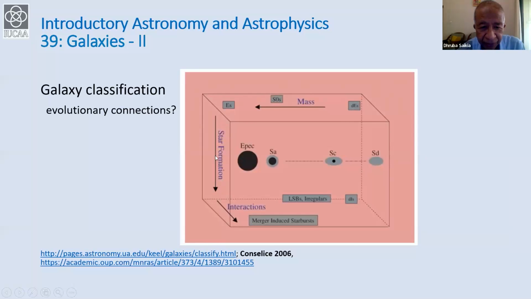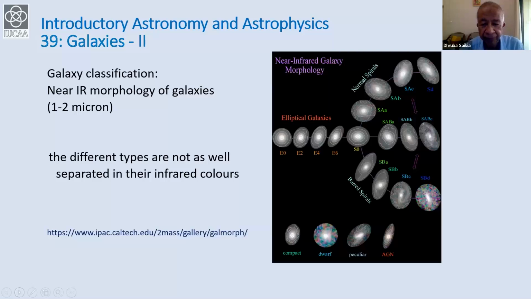And star formation increases this way, that when you have ellipticals generally or S0s, they have low star formation. When you have mergers or spirals, there's increased star formation. When there are mergers taking place or these irregulars, there is high star formation as well. And interactions are more in galaxies which have merger-induced star formation. This is just a schematic illustration of what we have been repeatedly discussing.